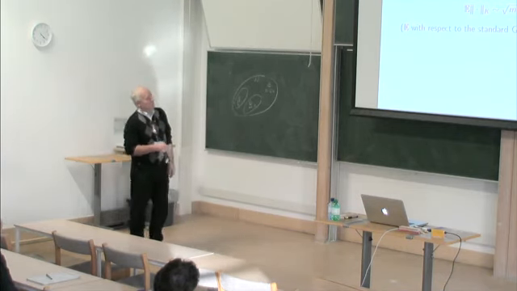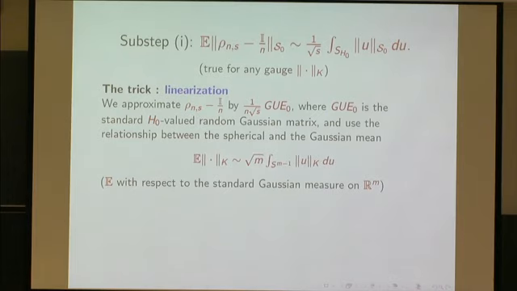So basically we approximate this ensemble by a better, well-known ensemble, the Gaussian unitary ensemble, and then we use the formula which relates spherical averages to averages with respect to the Gaussian measure. Because the Gaussian measure has rotational invariance, there is a certain parameter, which depends only on the dimension and is approximately the square root of the dimension, which relates the average on the sphere and the Gaussian expectation if we plug in here the Gaussian random matrix.